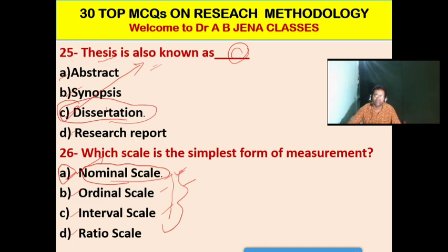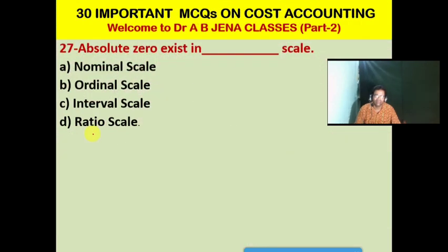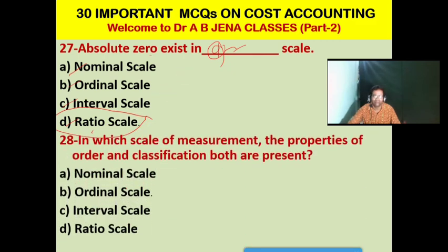So next one MCQ, absolute zero exists in which scale? A, it's a nominal scale, B, it's an ordinal scale, C, it's an interval scale, D, it's the ratio scale. So friends, D is the right option for this MCQ. Absolute zero exists in a ratio scale. So D is the right option for this MCQ.